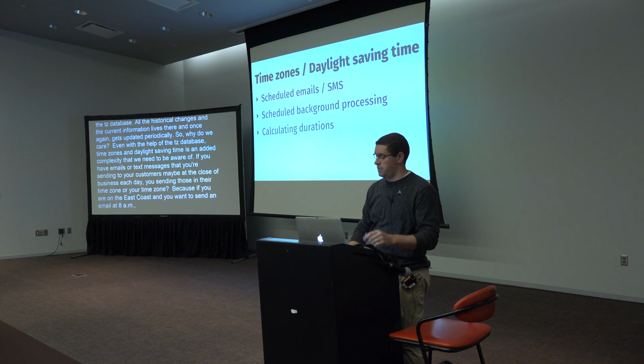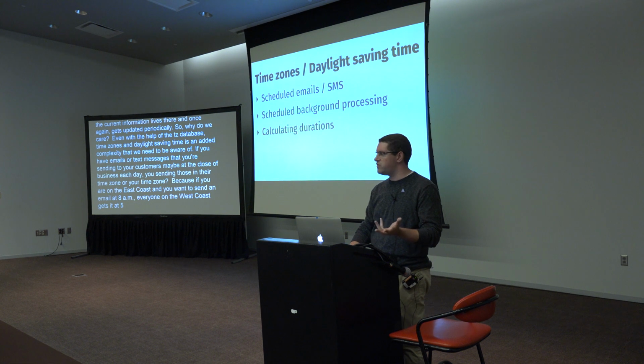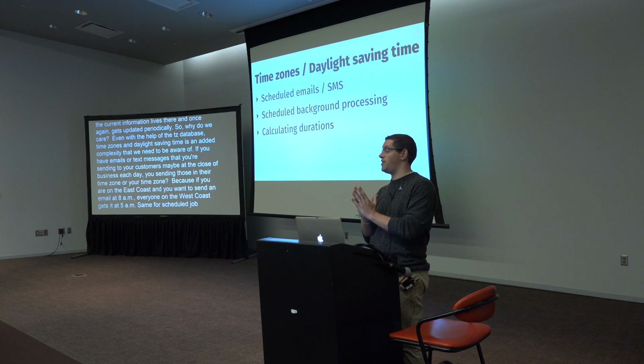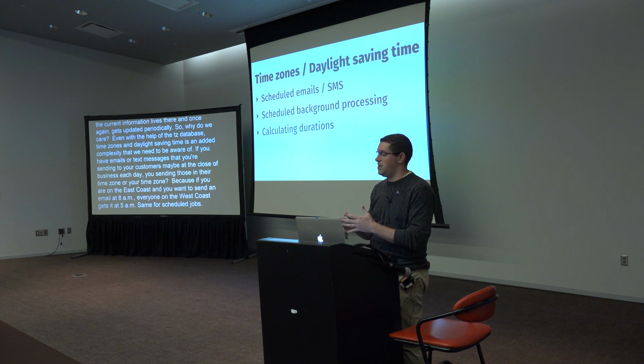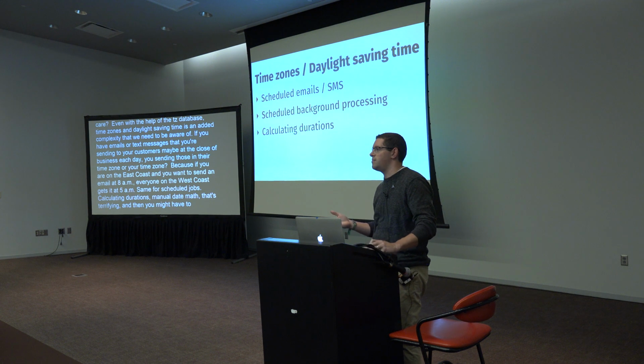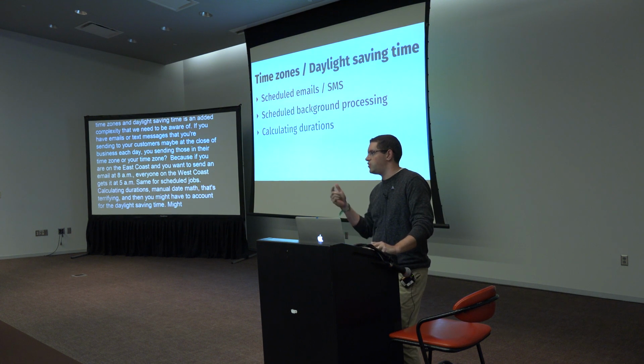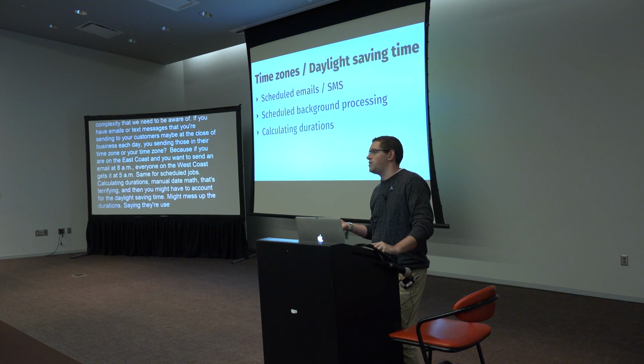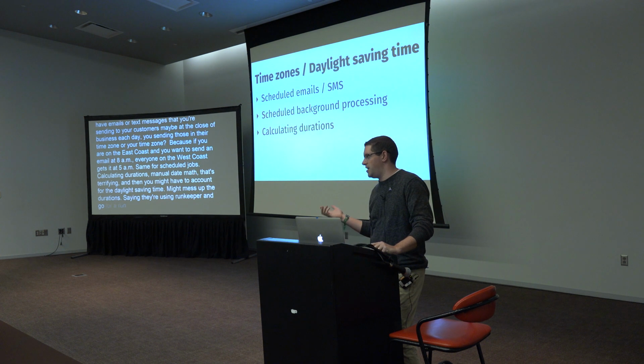Same for scheduled jobs. If you are calculating durations anywhere, like doing some manual date math, first of all, that's terrifying. Second of all, you might have to account for the daylight saving time changeover. It might mess up your durations. Imagine if somebody was using Runkeeper and they decided to go for a run during one of these changeovers, and then they opened their app and it said that they ran for negative 40 minutes or something like that.